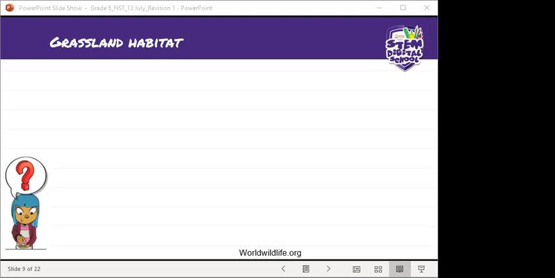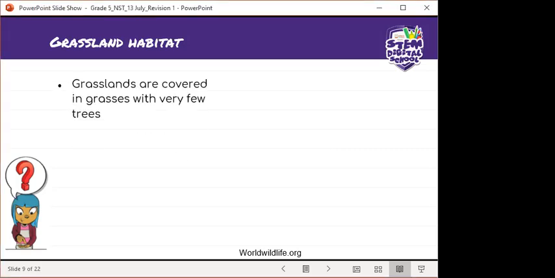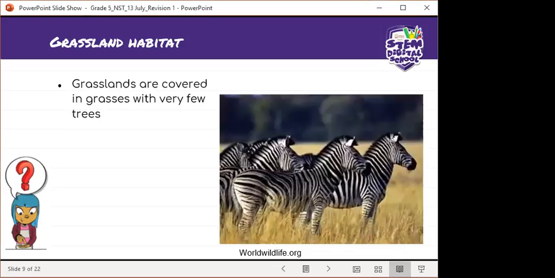So guys, grasslands are covered in grass with very few trees. That is how you would distinguish between a grassland as well as a desert. Grassland has few trees, but it is covered with grass. And as soon as the first rainfall comes through, the grass grows incredibly fast and new plants sprout all over. These are the facts that I have on a grassland. So you guys can add on to the notes that you already have. As you said, grasslands are covered with grass and very few trees. And here we have an example of the zebras, which are found on the grassland.